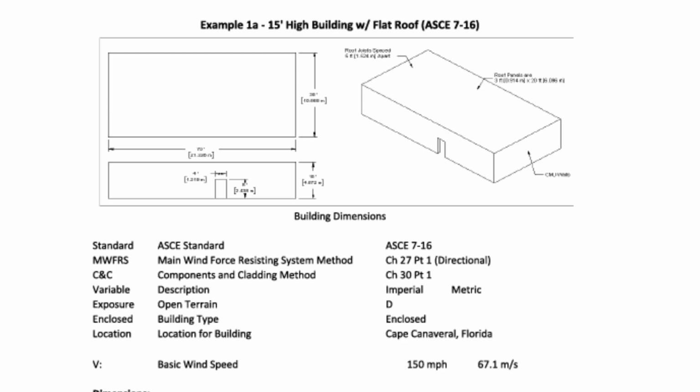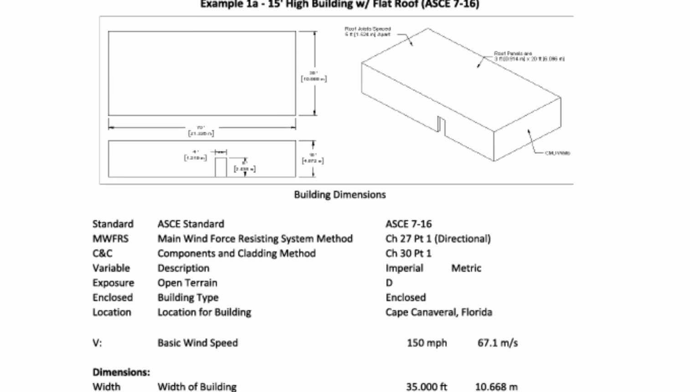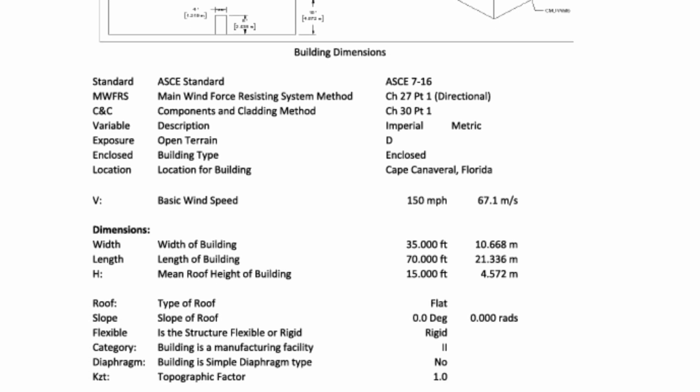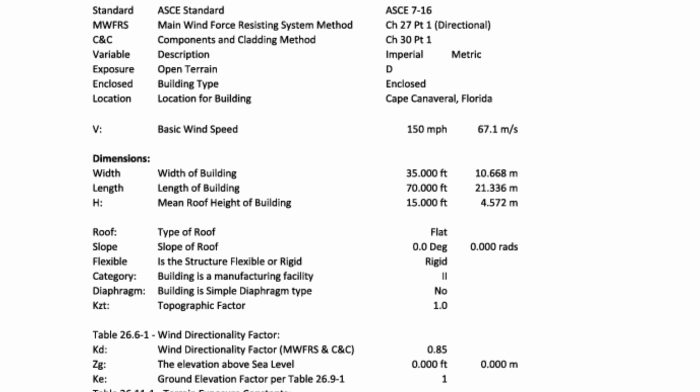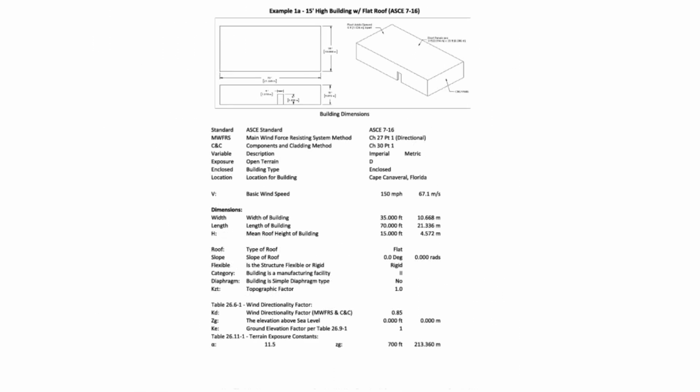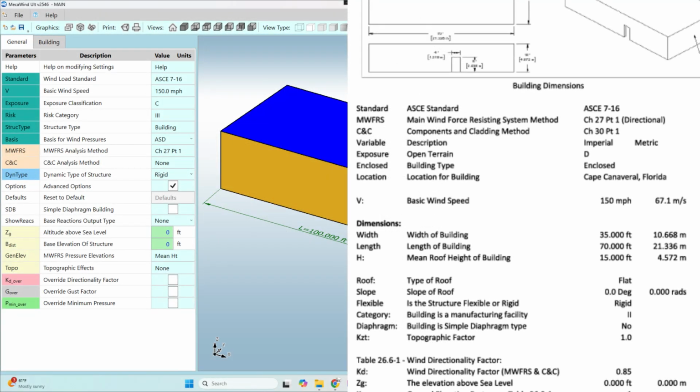We are going to begin constructing a building in MecaWind. We are using example 1A, which is a 15-foot building with flat roof in ASCE 7-16. This is the document that we will use as reference in the application, so it's easier to follow along. The app will be on the left, while the document will be on the right.